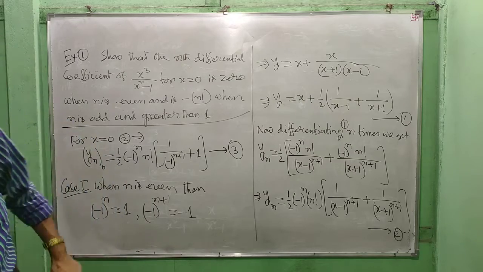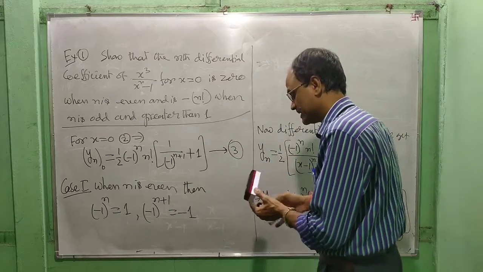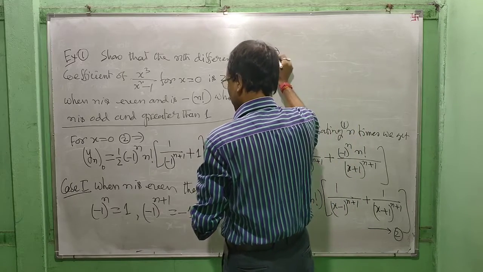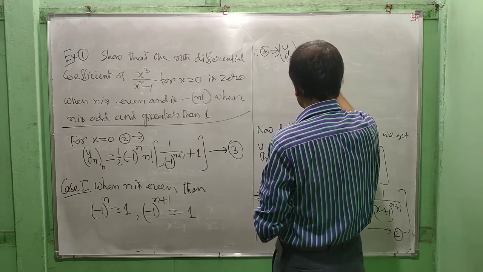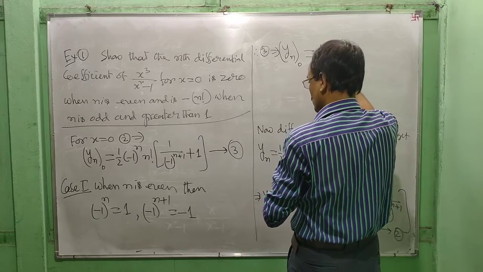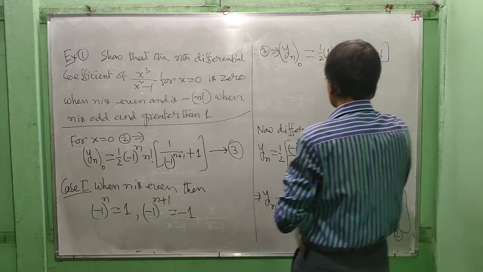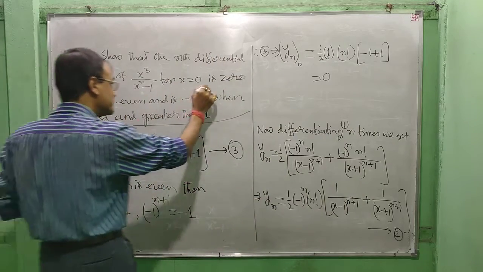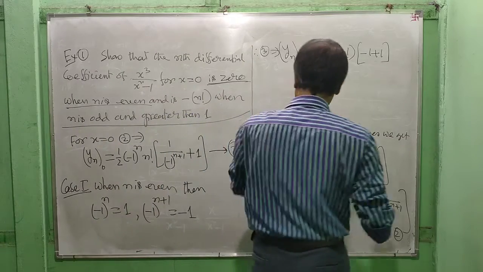Therefore from 3 you will get yn(0) equal to half into 1 into factorial n into (minus 1) to the power n plus 1, which is equal to 0. So when n is even, yn(0) is equal to 0.